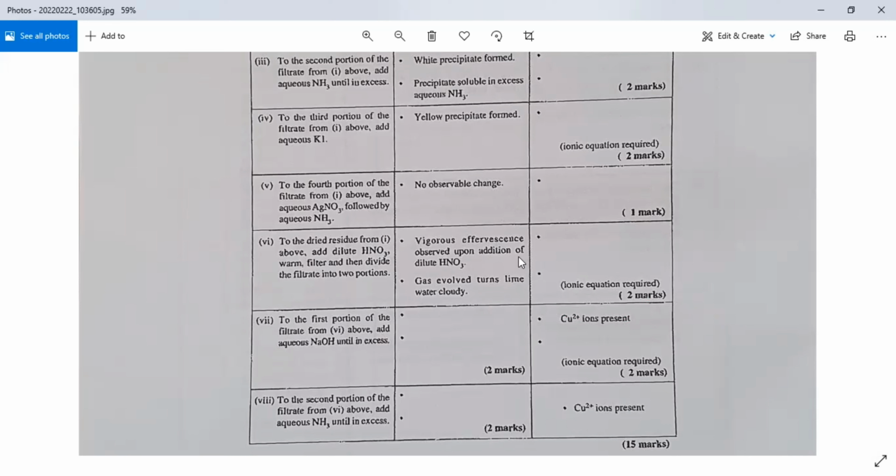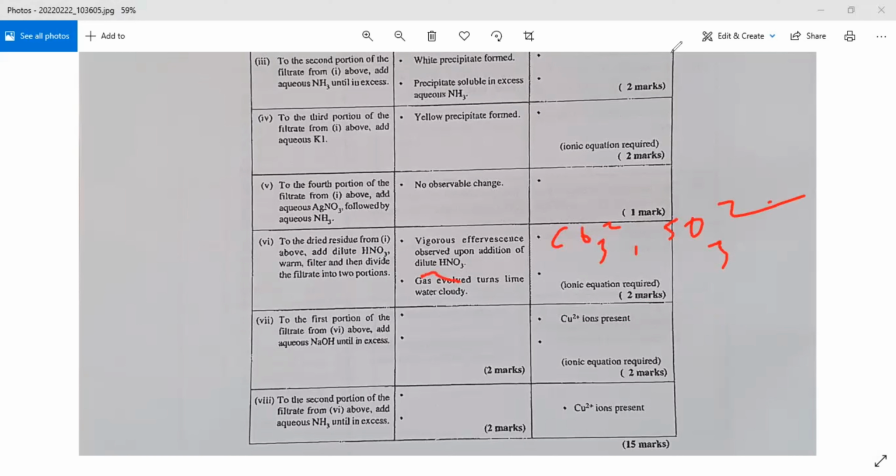Vigorous effervescence observed upon the addition of nitric acid. So what could possibly be present there? If you have effervescence, you could have a carbonate or you could have a sulfite, SO3 2 minus. But then down here, notice it says gas evolved, and let me point to it. Gas evolves, which turns lime water cloudy. What would turn lime water cloudy? Carbon dioxide. Where do we get carbon dioxide from? The carbonate ion. There's no other place that it is going to come from.